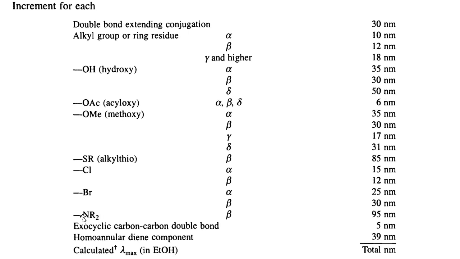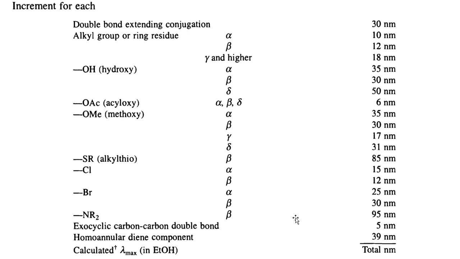Then dialkyl amine group, if it is present at the beta position, then we will have to add 95 nanometer as the increment. While an exocyclic carbon-carbon double bond contributes 5 nanometer, while a homoannular diene component, if present, we will have to add 39 nanometer as the increment. Then this increment added to the base value, we will get the calculated lambda max in nanometer.